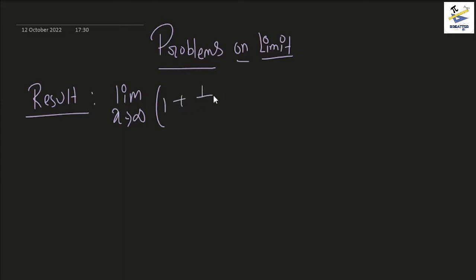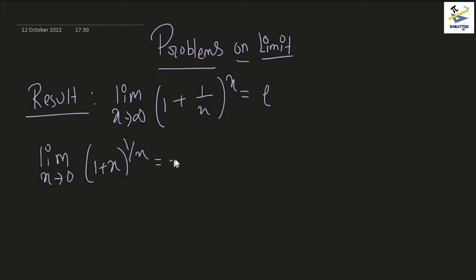1 plus 1 by x whole to the power x is equal to e. Okay, so basically what this means is this can also be rewritten in the form limit x tends to 0 of 1 plus x whole to the power 1 by x is also equal to e. So both of these limits are equivalent, and we would try to use this result in a few cases. So let us see how to actually achieve that.